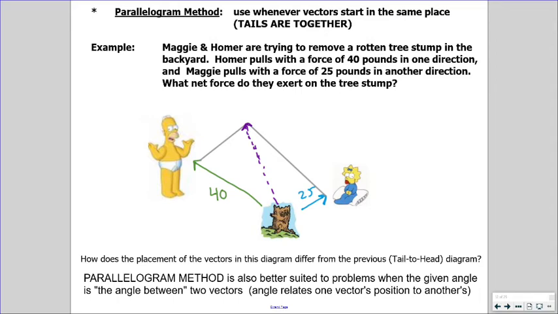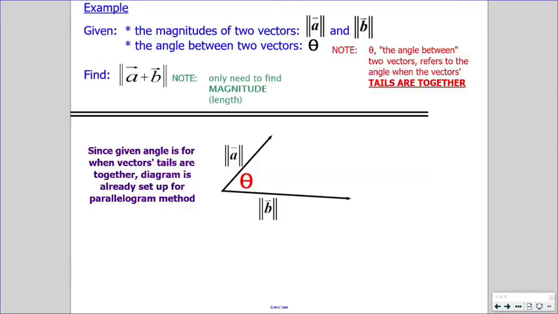One more thing to note about the parallelogram method, oftentimes, like in your textbook homework, you need to use the parallelogram method when you are given two vectors and the angle between them. So that's another case: the two vectors start in the same position and you have the angle between them. That's going to hopefully make you note that it's the parallelogram method. All right, so this is what we are focusing on today.